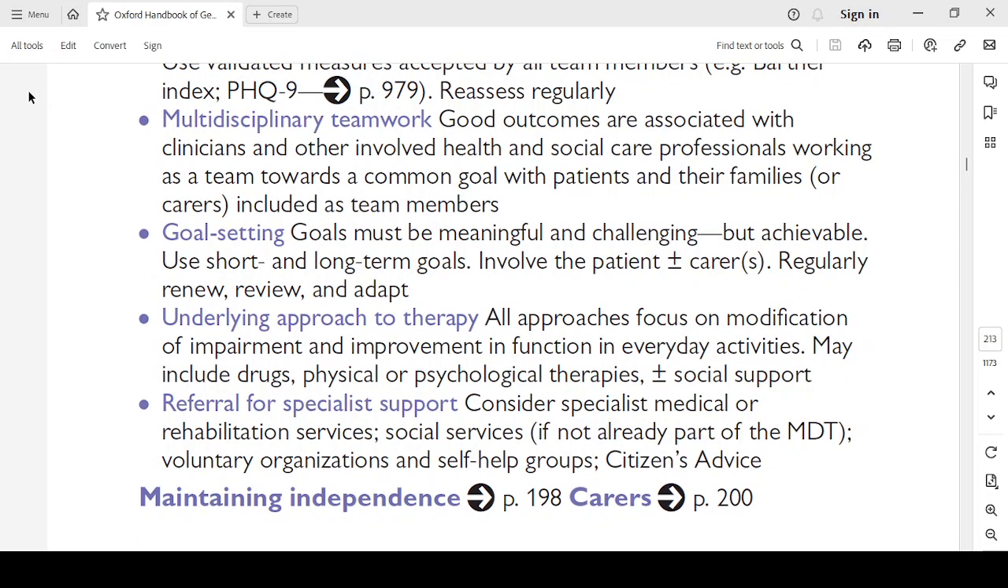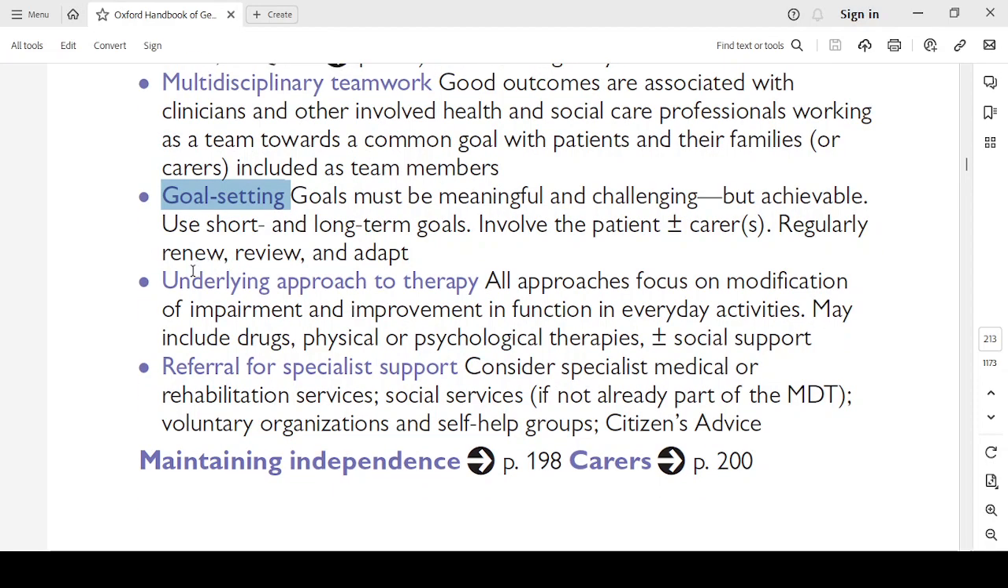Goal setting. Goals must be meaningful and challenging, but achievable. Use short term and long term goals. Involve the patient or carers. Regularly renew, review, or adapt. Underlying approach to therapy. All approaches focus on modification of impairment and improvement in function in everyday activities.